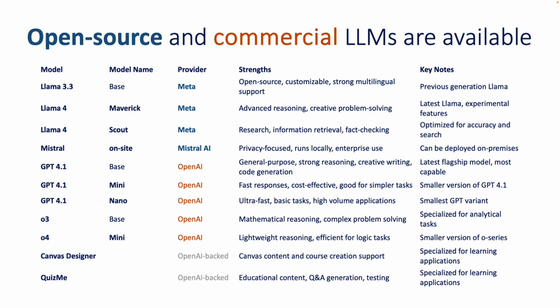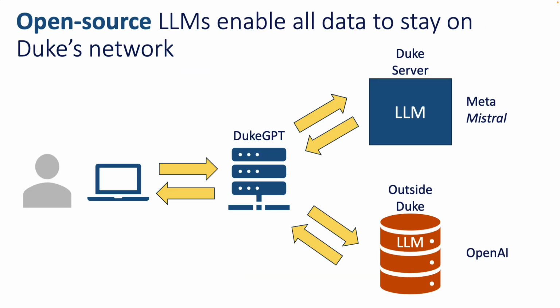So what does this mean altogether? Well, when we consider several different models, one of the first distinctions is open source models versus commercial or closed source large language models. Now, if we look at this list, for example, we can see that Meta and one of the Mistral models, called Mistral On-Site, allow us to install these on Duke servers, whereas a commercial company like OpenAI is going to allow us to access their servers via an API. So open source versus closed source is one of the first distinctions between these different models.